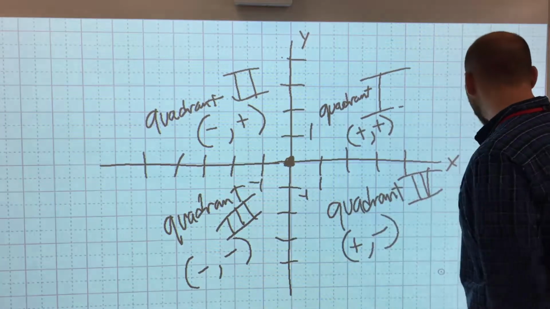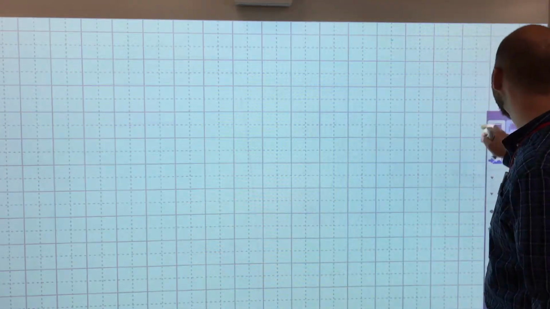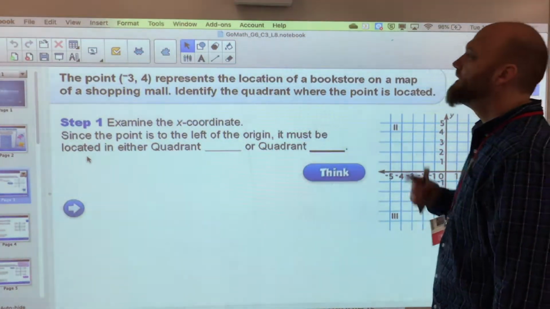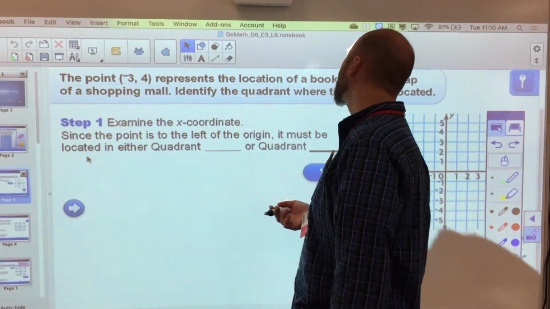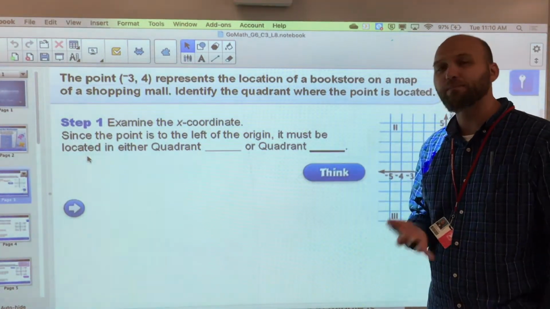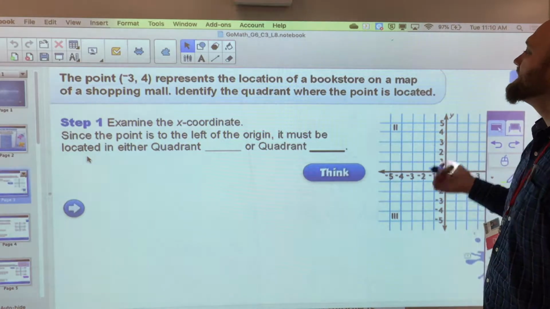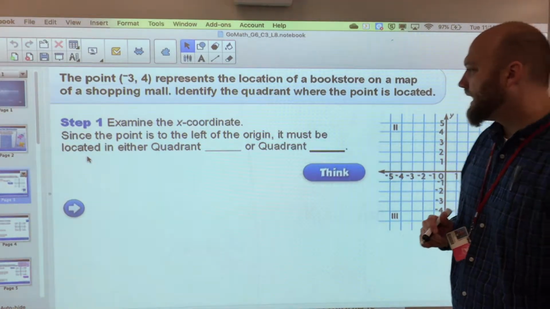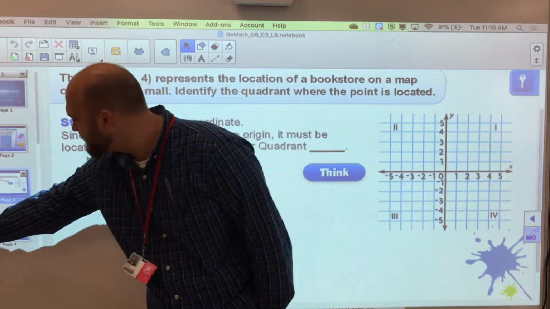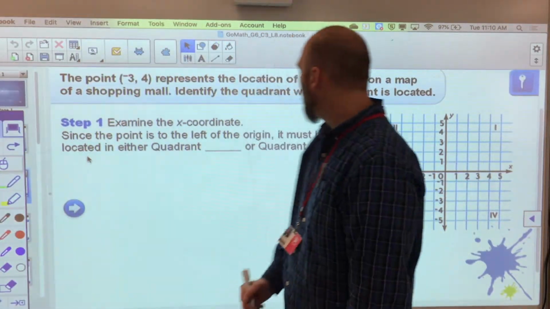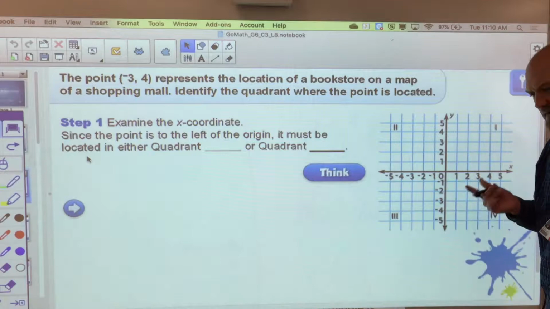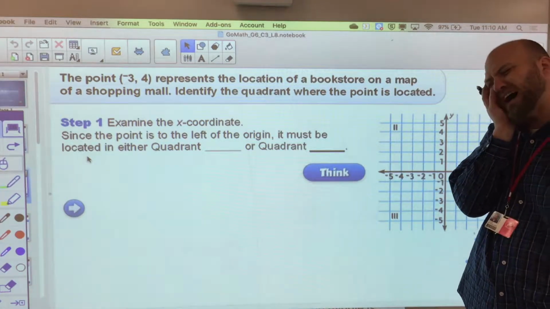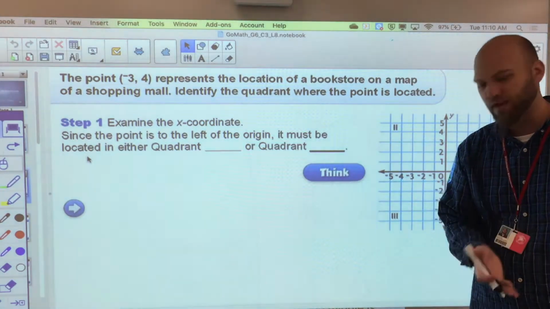So what does this look like in a word problem? Might look something like this. The point -3, +4 represents the location of a bookstore on a map of a shopping mall. Identify the quadrant where the point is located. So if I'm looking at the map of a shopping mall and I'm trying to figure out where I am and where this store is located, right?